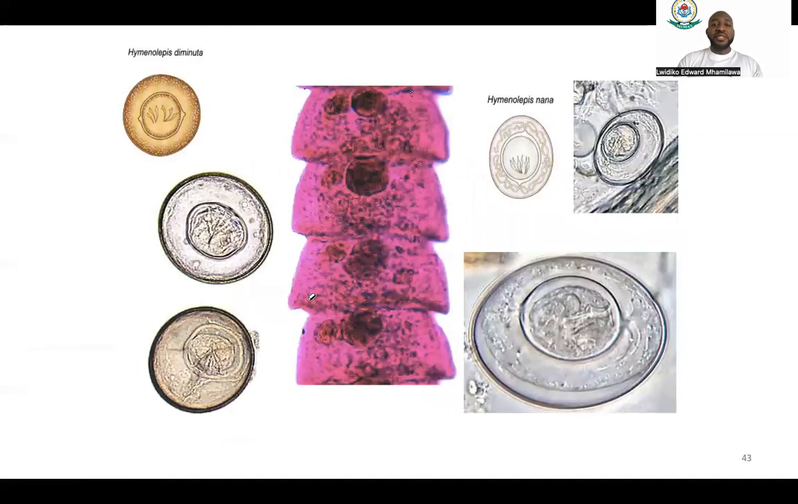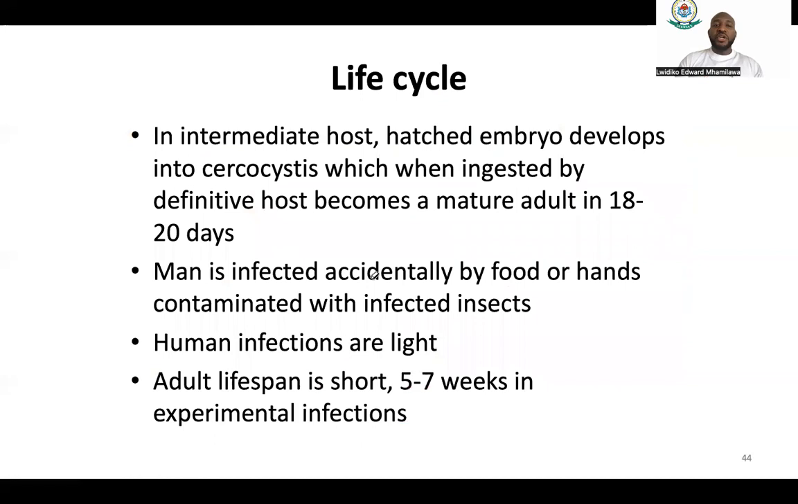And then you could see here, this is a comparison for you to see. This is Hymenolepis diminuta. These are H. nana eggs, and the proglottids are almost indistinguishable. So the life cycle: in the intermediate host, the hatched embryo develops into a cysticercoid, which then is ingested by the definitive host. It matures within about 20 days.